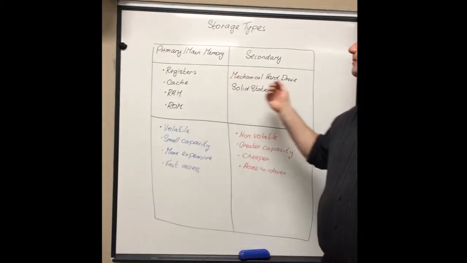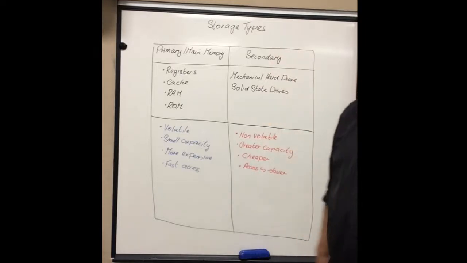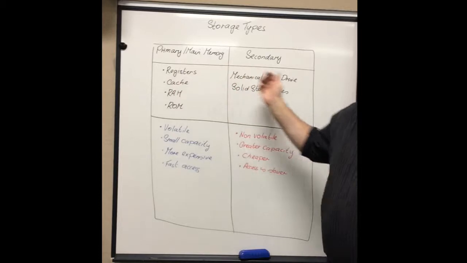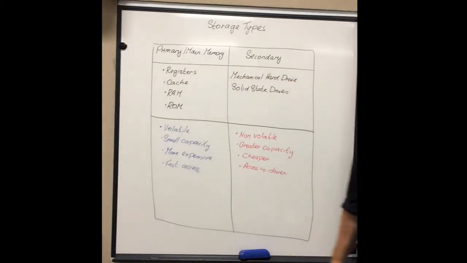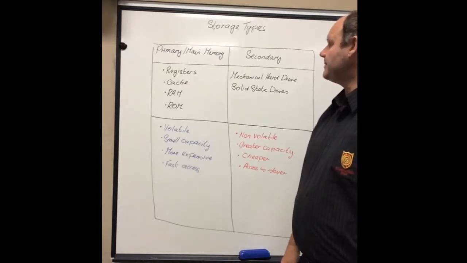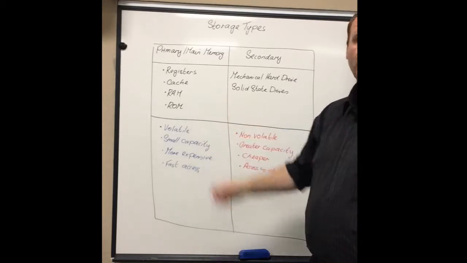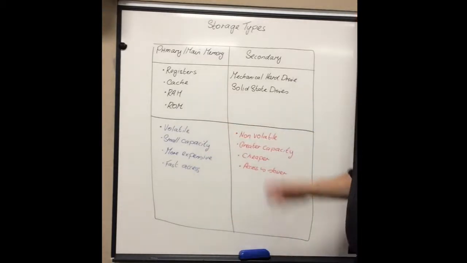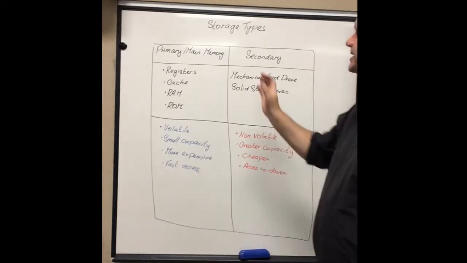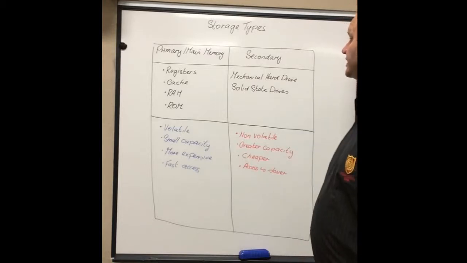Now, there's an awful lot more storage, certainly in the secondary area, which we could add. But this is what you need to know in the 11 ATAR course. So, main memory are registers, cache, RAM and ROM. Secondary are mechanical hard drives and solid states. And I'll spend a little bit of time giving a little more detail about what each of these are.